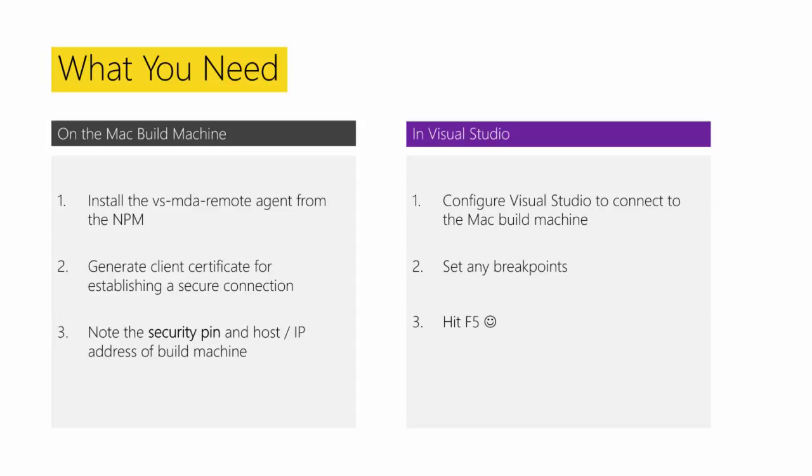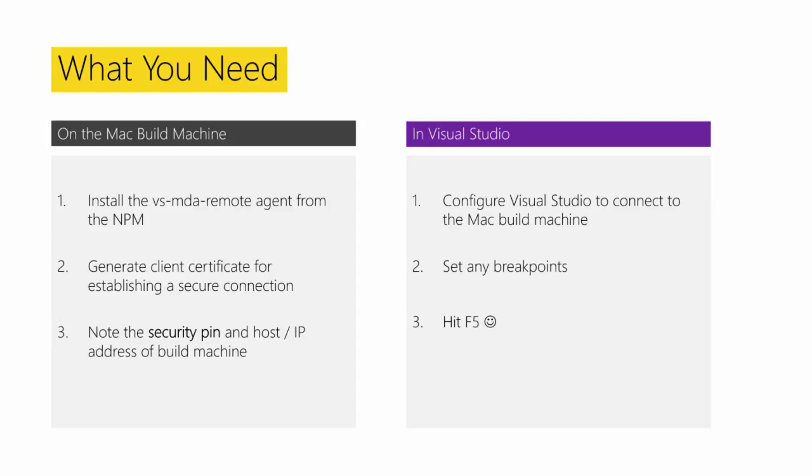To debug an iOS app, there are two sets of instructions you need to perform. One set needs to be performed on the Mac build machine, and another set needs to be performed on the machine that you're running Visual Studio on. On the Mac build machine, the primary task is to install the VSMDA remote agent from the NPM. This agent is a background service that listens for build requests from Visual Studio. Once it detects one, it does all the necessary things needed to create a package that can be deployed to an iOS simulator or device.